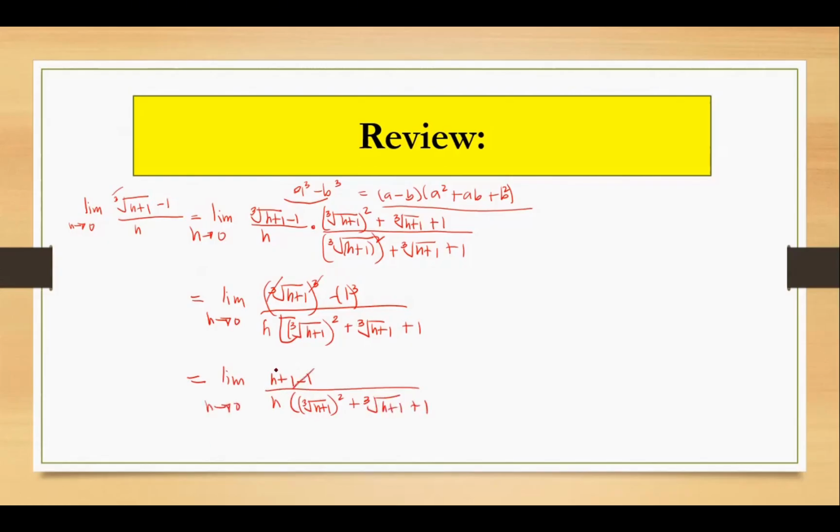So with this one, h plus 1 minus 1 is h. Then since this is now multiplication, remaining is h, so you may cancel this one. So it's very safe to cancel. And then you may substitute now. So the limit, 1 over the cube root of 0 plus 1, and of course squared, plus the cube root of 0 plus 1 plus 1. So final answer, 1 over, this is 1, 1, 1. So 1 plus 1 plus 1. So final answer is 1/3. So this is now the answer for number 4.